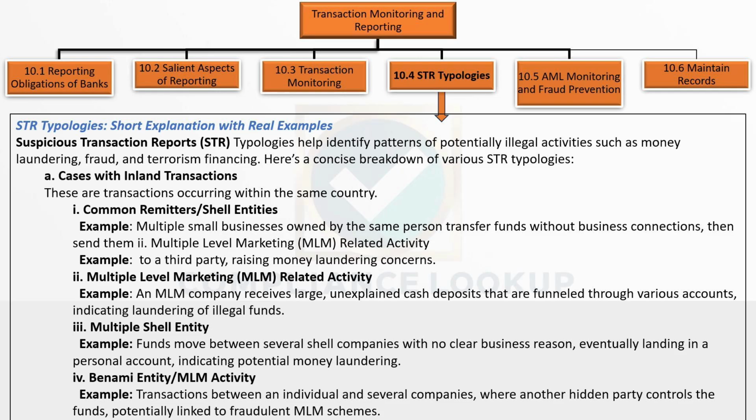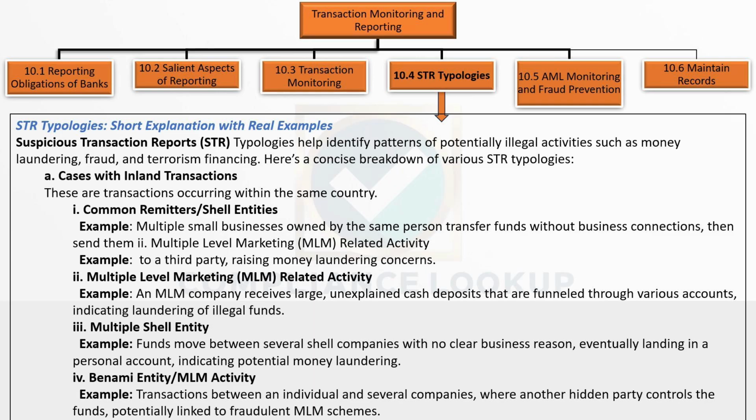First, common remitters, shell entities. Shell entities are often used to hide the true ownership or purpose of funds. Example, multiple small businesses controlled by the same owner transfer funds to one another, even though they have no apparent business connection. These funds are then sent to a third party, raising suspicions of money laundering.